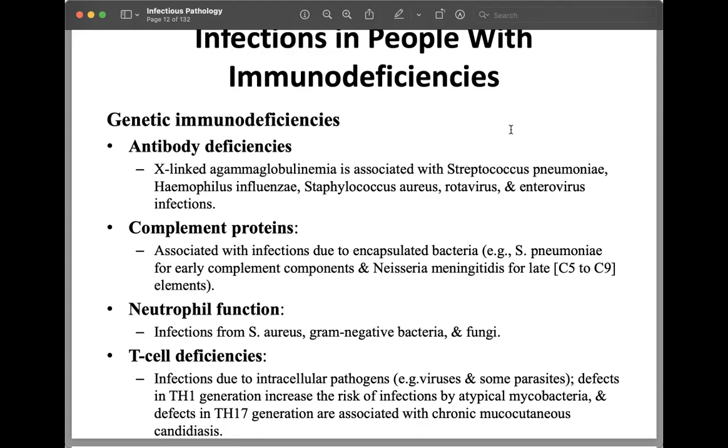Problems with neutrophil function can cause infections from Staph aureus, gram-negative bacteria, and fungi. And problems with T cells can predispose you to the development of intracellular pathogens. Because as we all know, T cells are necessary for the killing of intracellular organisms, particularly with the aid of CD8 positive T cells and MHC type 1. Okay.